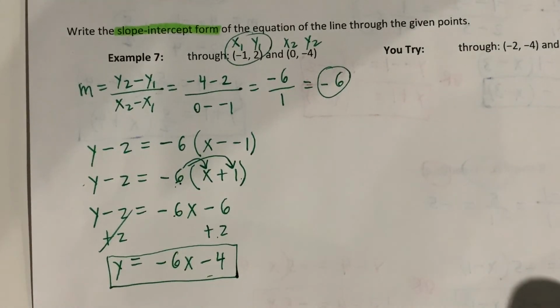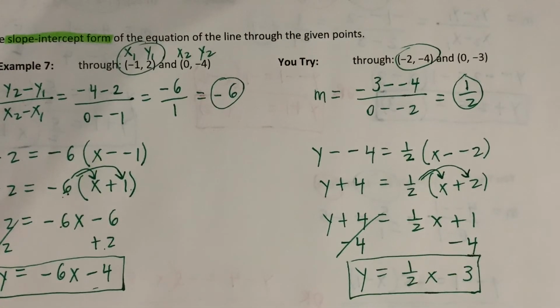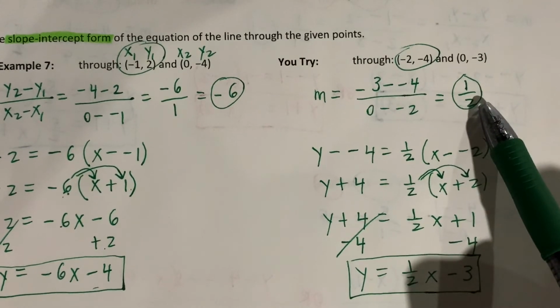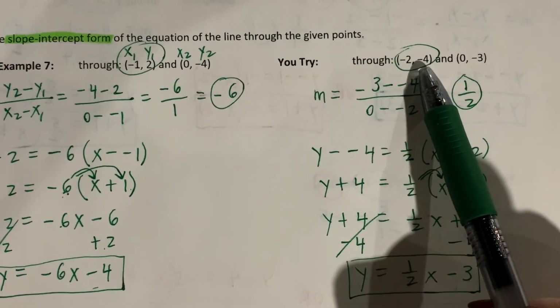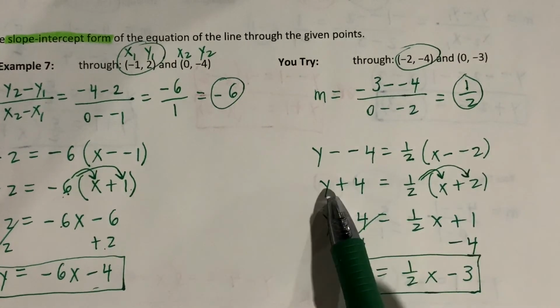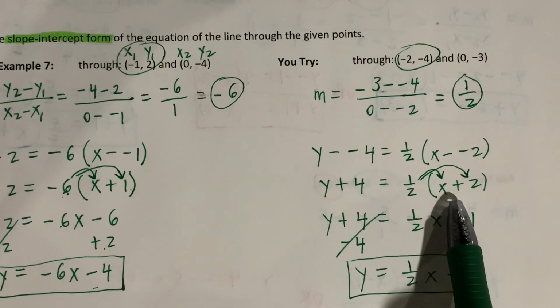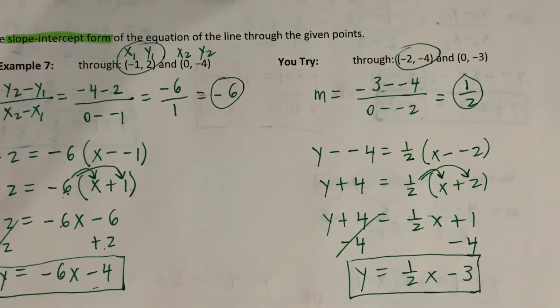All right, very last U-try, go ahead and pause the video. On our very last U-try, I got a slope of 1/2. I used the first ordered pair, so this was the point and the slope that I used. I first put my equation in point slope form, so right here, this would be the equation in point slope form. But to get it in slope intercept form, I distributed the 1/2, and then I subtracted 4. My final answer was y equals 1/2 x minus 3.